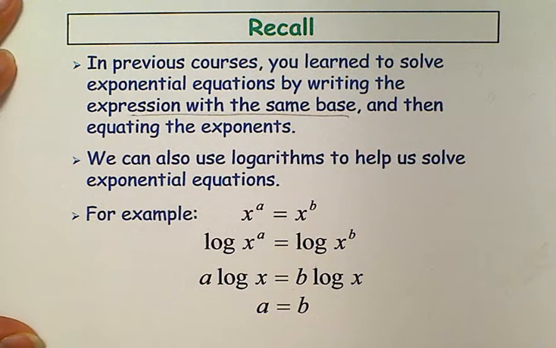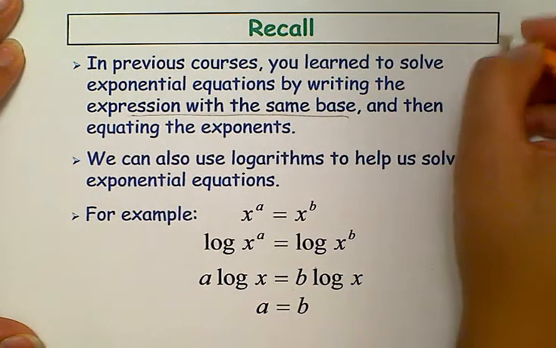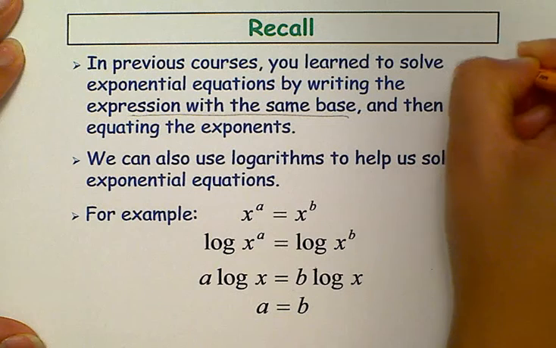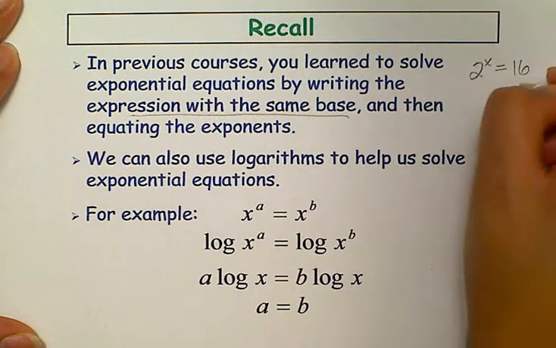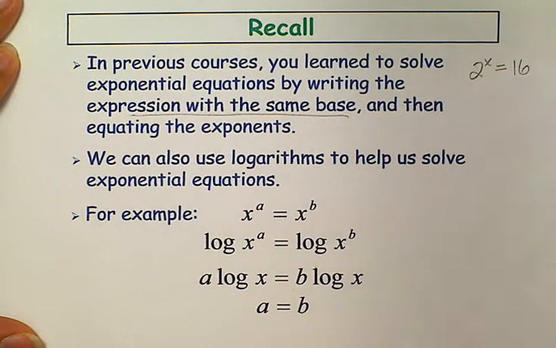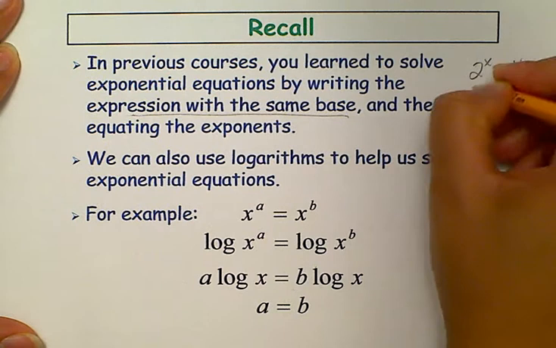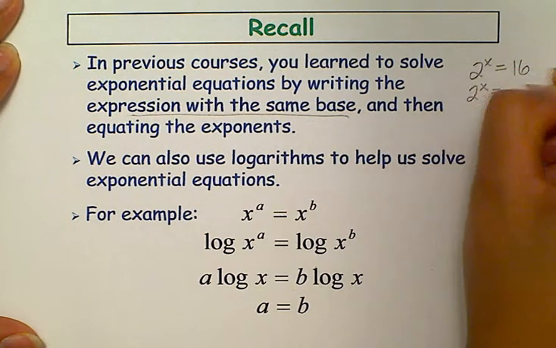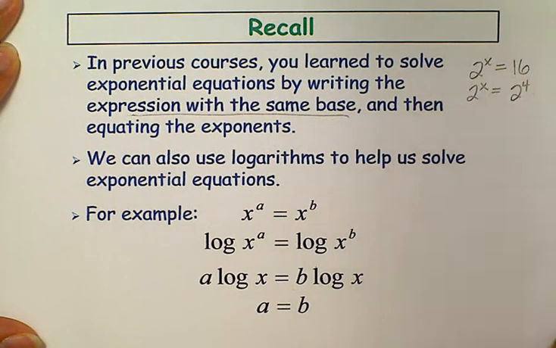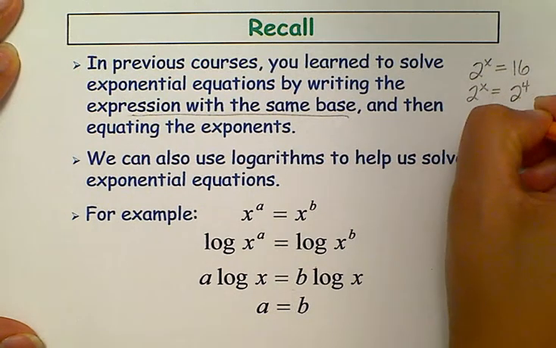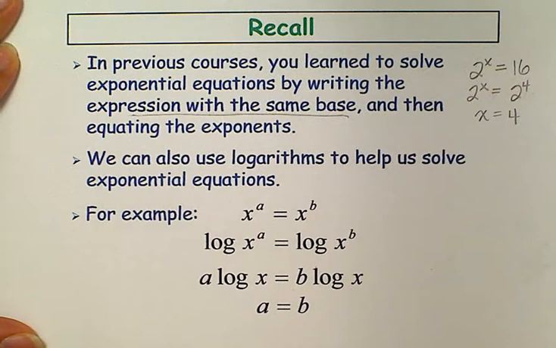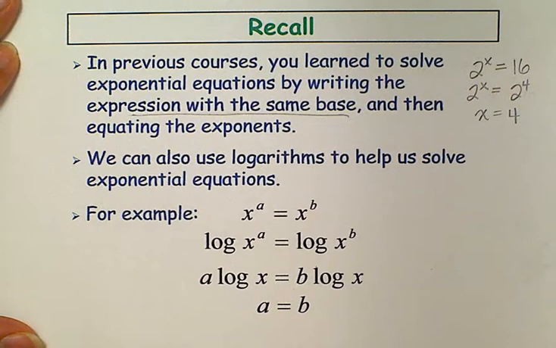Okay, so if you had an example like 2 to the exponent x equals 16, what you would do to solve this is rewrite 16 with a base of 2 so that you can equate the exponents and solve for the variable. So I would rewrite this as 2 to the exponent x equals 2 to the exponent 4. And then since the bases are the same, I can say that x is equal to 4, which is the exponent part.